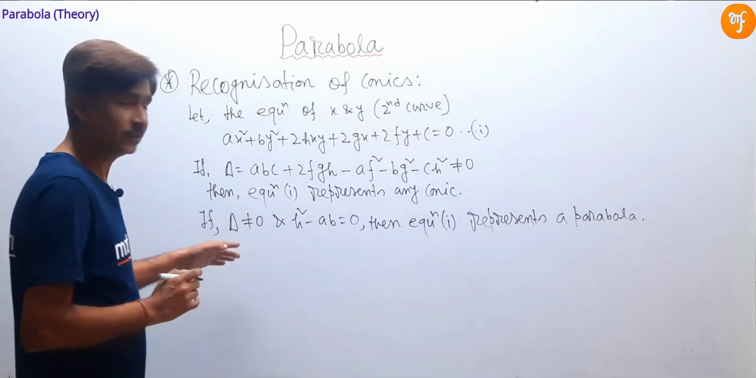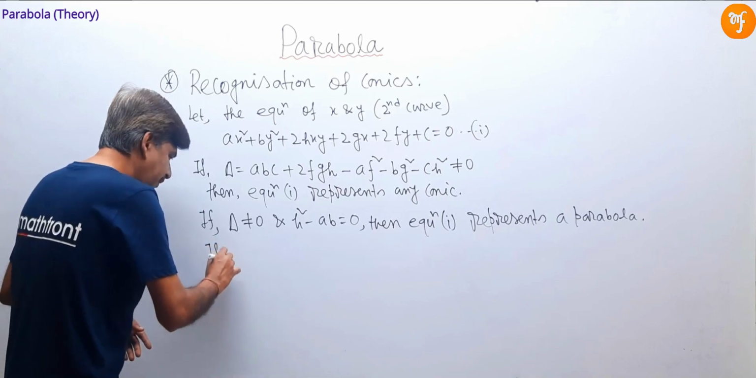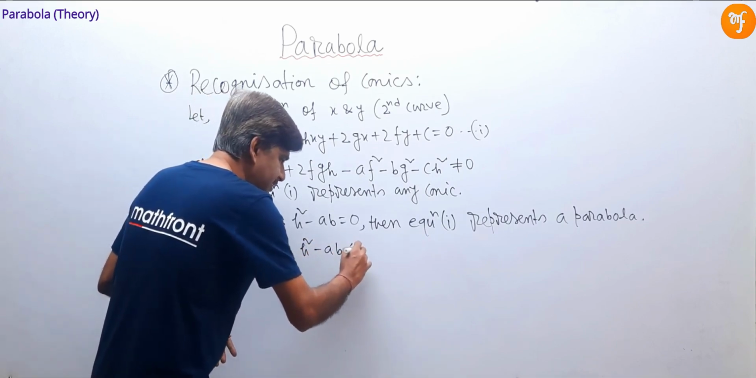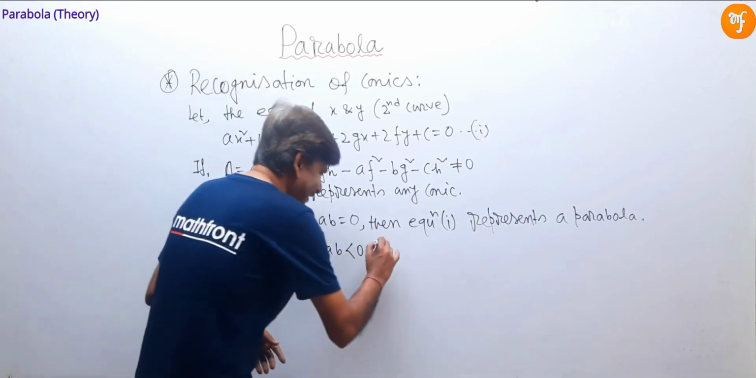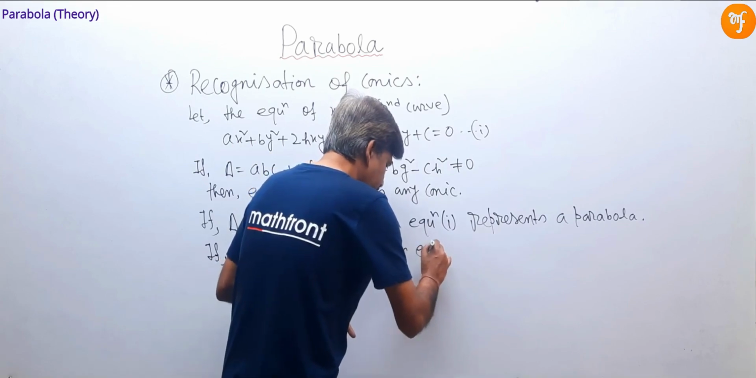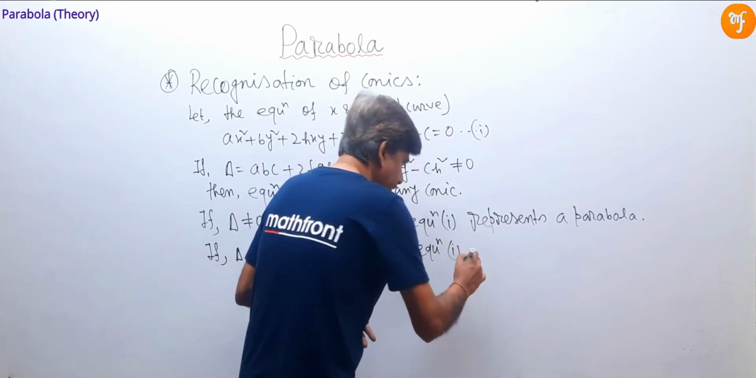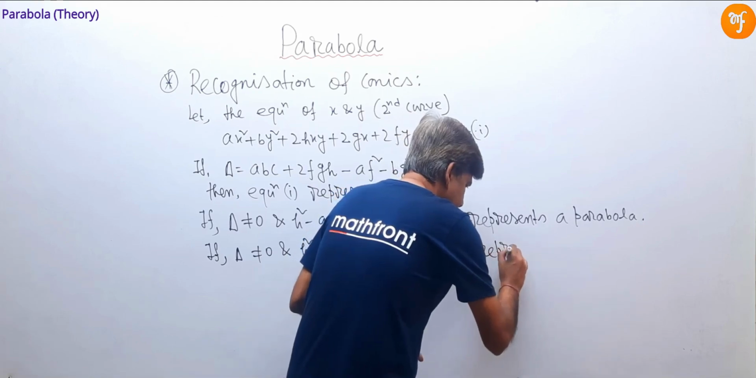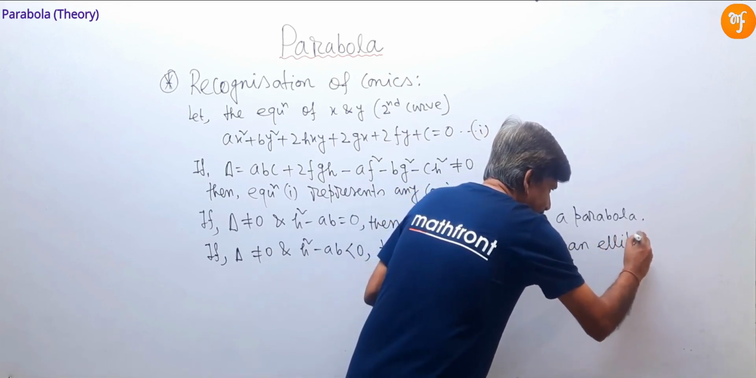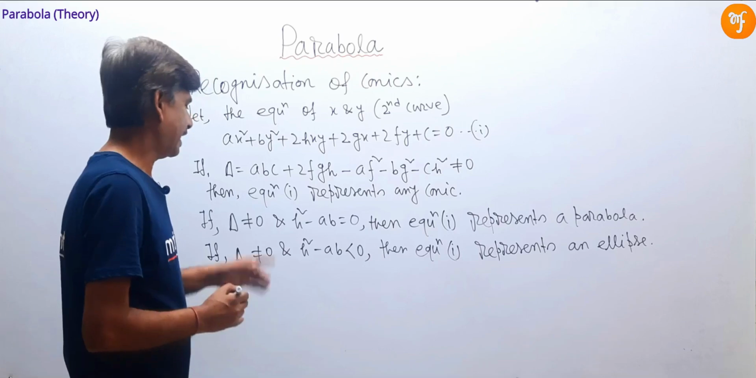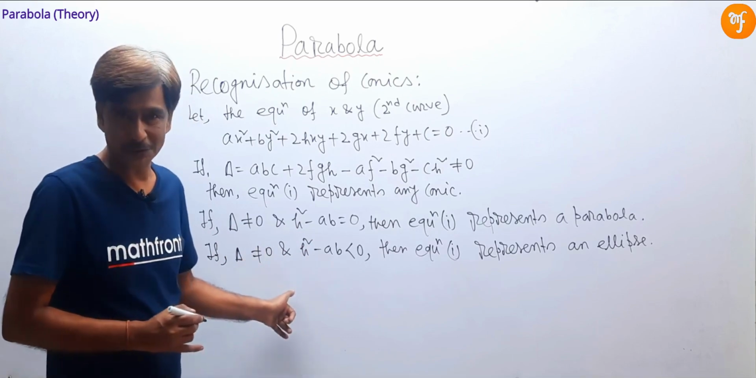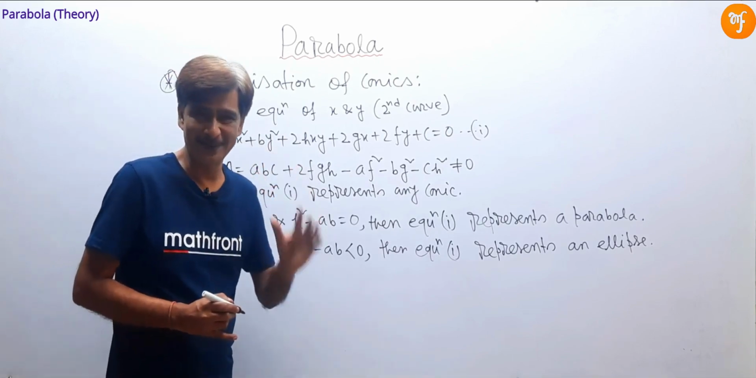Okay, now come to another concept. If the value of delta is not equal to 0 and the value h square minus ab is less than 0, then this equation 1 represents an ellipse. Clear? Now, if the value of h square minus ab becomes positive such that delta is not equal to 0, then this equation 1 represents a hyperbola.